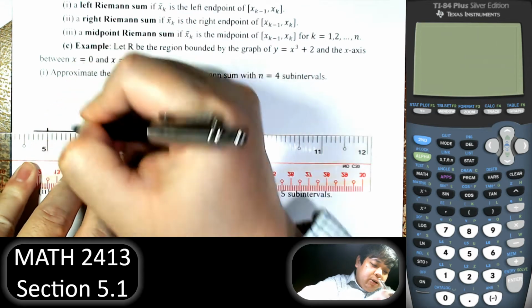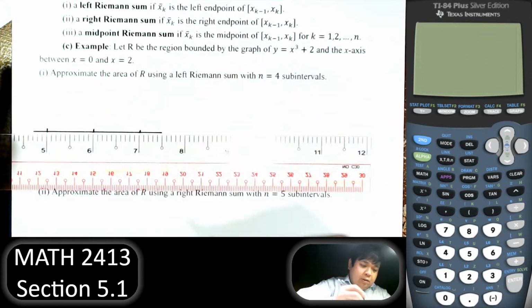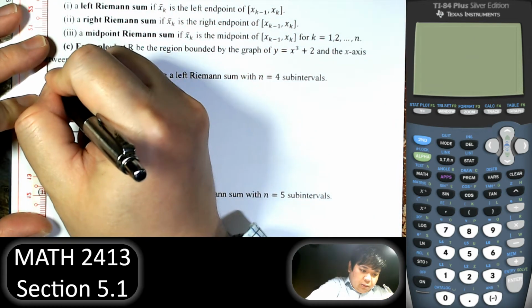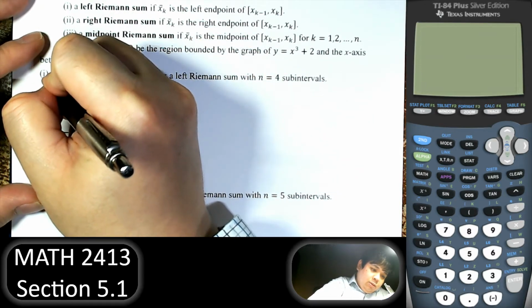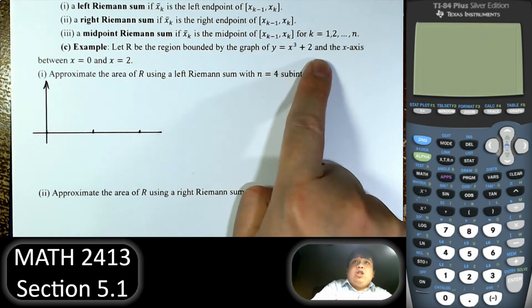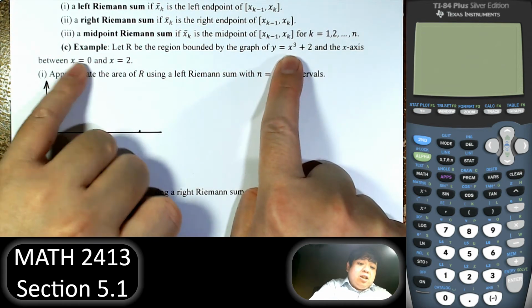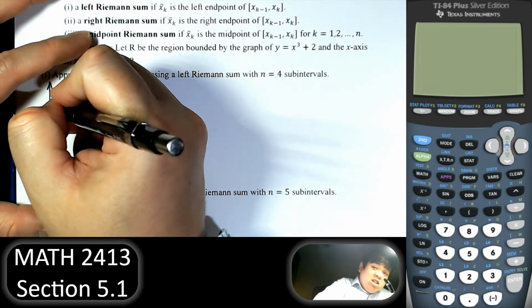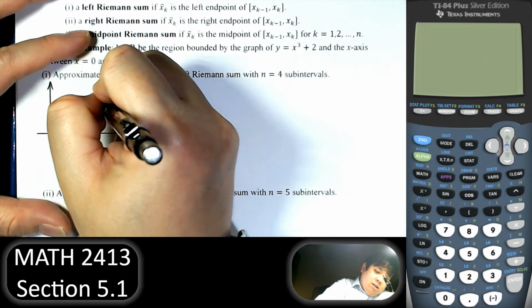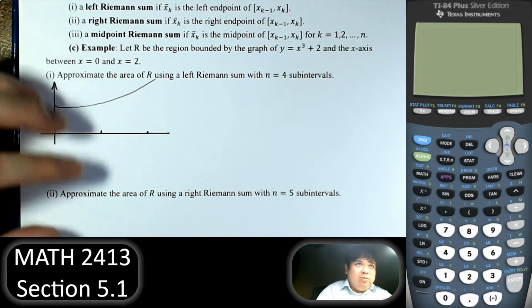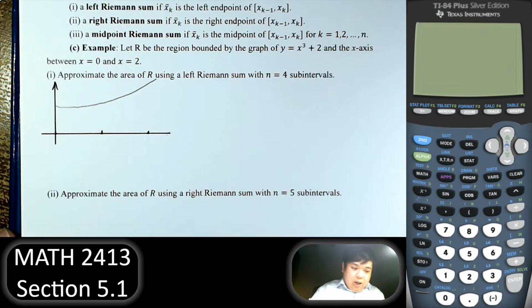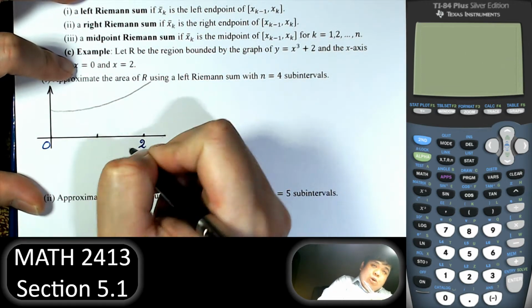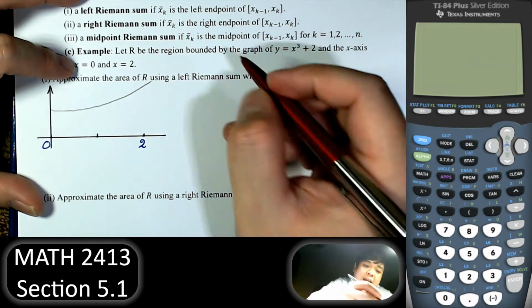From 0 to 2, and the function is x cubed plus 2. From 0 to 2, if x is positive, x cubed plus 2 is positive. So we know the function is positive. It doesn't matter exactly what it looks like. I just get the sketch. I see the function will look like this. Just get the idea of the function. Now, we go from 0 to 2. That's what the question has. First part, n equals 4.